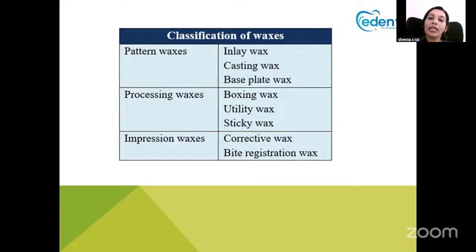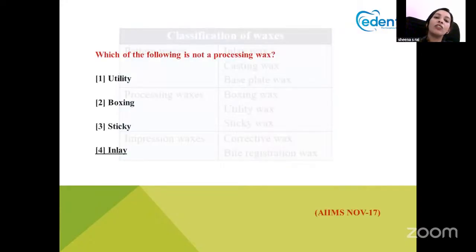Processing wax is like BUS. It is boxing wax, utility wax, sticky wax. So CBI and BUS, memorize like that. The impression wax is the normal one which we take, the bite registration wax, and also the correction wax is seen.